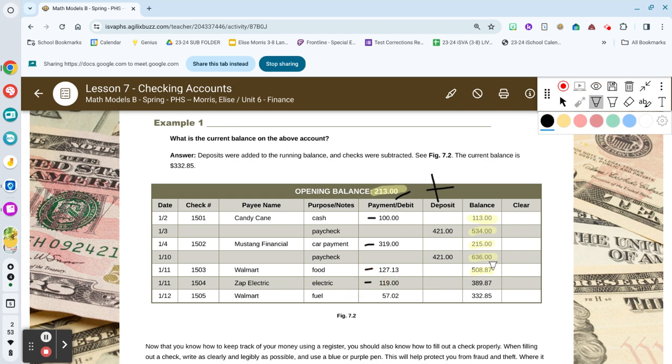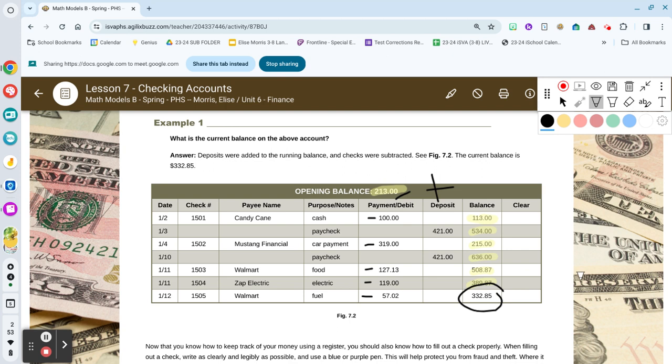So $508.87. You'd be doing all this in your calculator. I don't feel the need to show you a subtraction problem, but you're going to type 508.87 and subtract the 119, and your calculator gives you 389.87. So you would fill that in. Okay, then you go to Walmart to refuel, and so you spend $57.02 on fuel. So we're going to take 389 and subtract the 57. It gives us a final balance of 332.85.